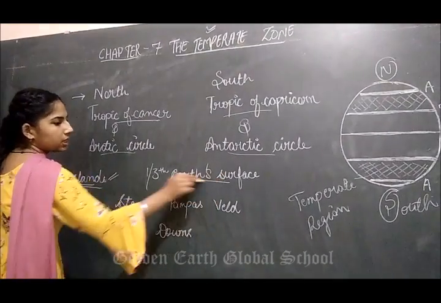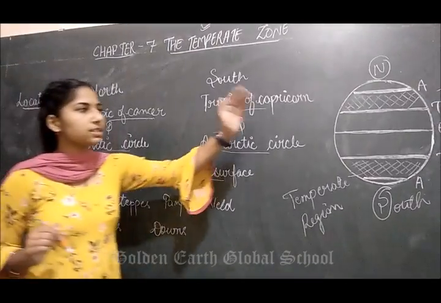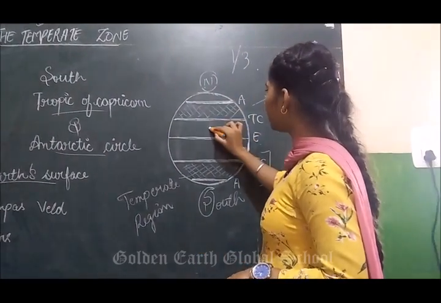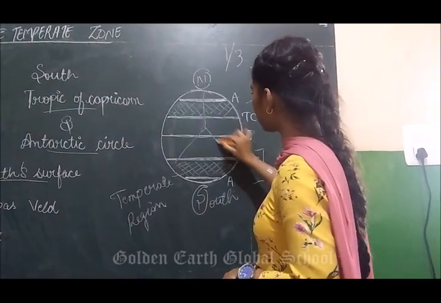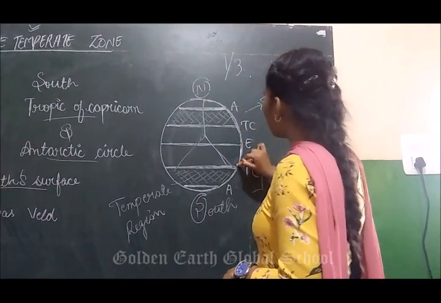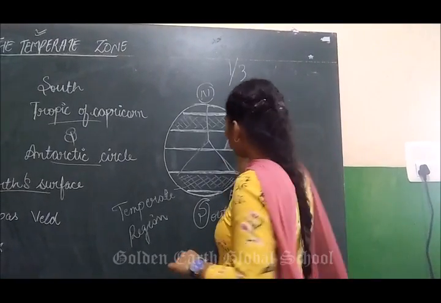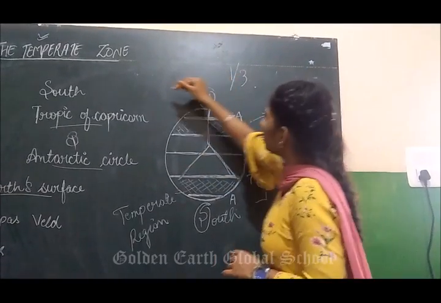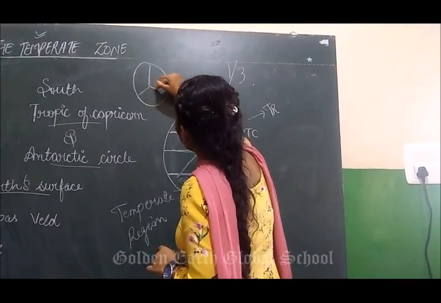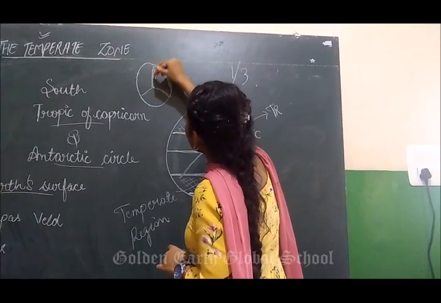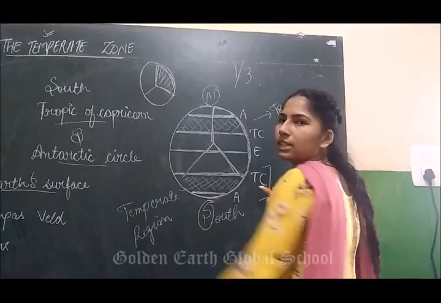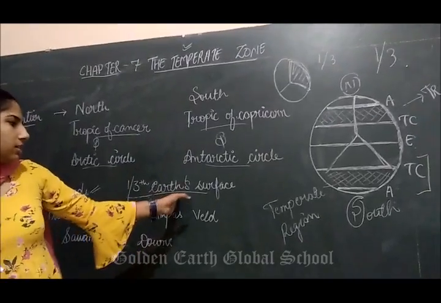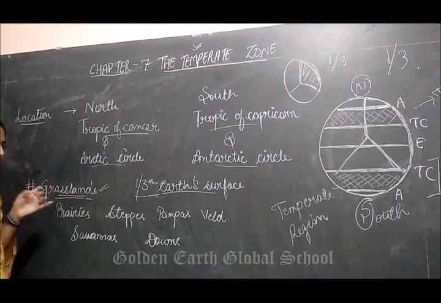Grassland covers 1/3 of Earth's surface. If we divide the Earth into 3 parts, one part is completely covered with grassland. This means the 1/3 part of the Earth is covered with grassland.